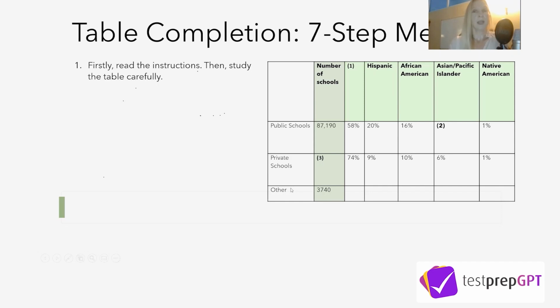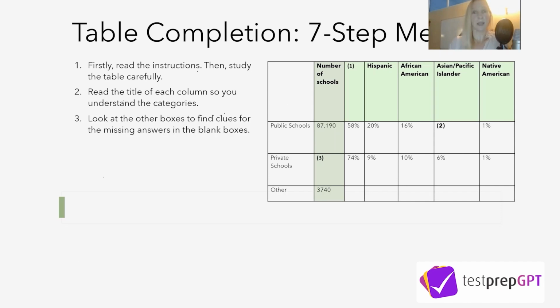So we have types of schools, and then we have the number of schools. That means there was an amount of schools here in the blue box. All right, so we're getting an idea now of what this table is about. We've read the title of each column and we understand the categories. Now let's look at the other boxes to find clues for the missing answers.